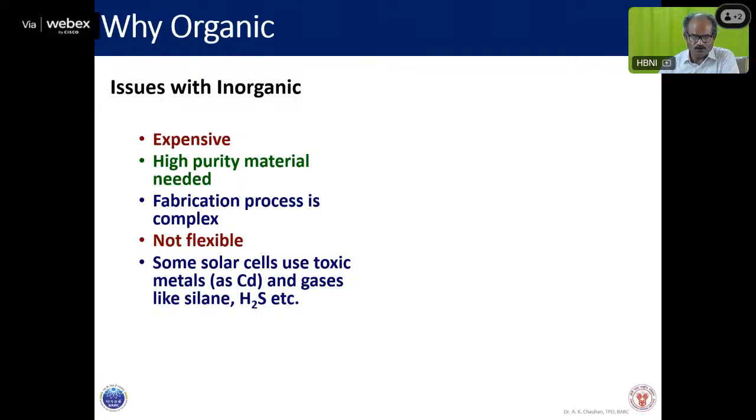You need to control the doping level at a very high level, maybe 10 to the power 19. So very high purity materials are needed. Then the fabrication process is complex. You need expensive equipment, and these devices are not flexible. And some of these solar cells use toxic materials such as cadmium, and some gases like silanes and H2S are used during the fabrication process.